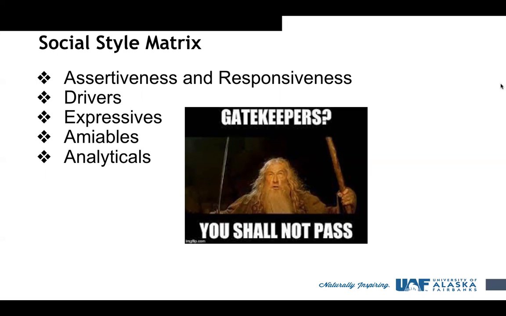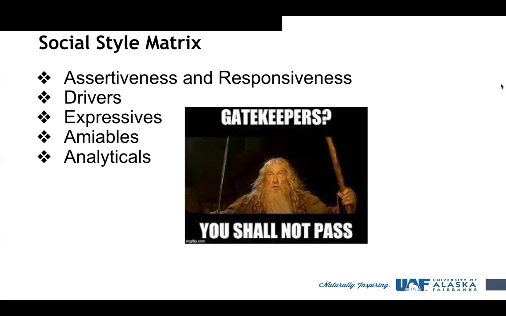Expressives that, like myself, are high responsive, high assertive; your amiables, which are high responsive, low assertive; and then your analyticals, which are low assertive and low responsiveness to these things. So your driver is the person who's going to make a quick decision, even if others are not necessarily on board. The driver essentially is the dominant person in the conversation. They're the person who in your group project is usually moving things along and the person you can lean on to make a decision when they need to.